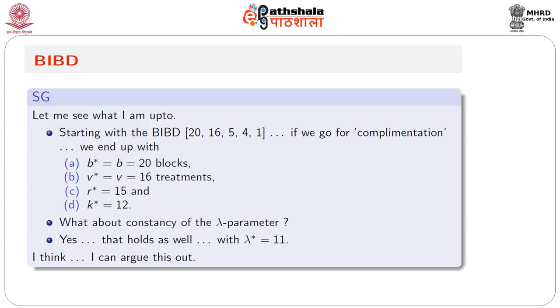If we go for complementation, we end up with b star equal to b equal to 20 blocks, v star equal to v equal to 16 treatments, r star equal to 15 and k star equal to 12. What about constancy of the lambda parameter? Yes, that holds as well, with lambda star equal to 11. I think I can argue this out.